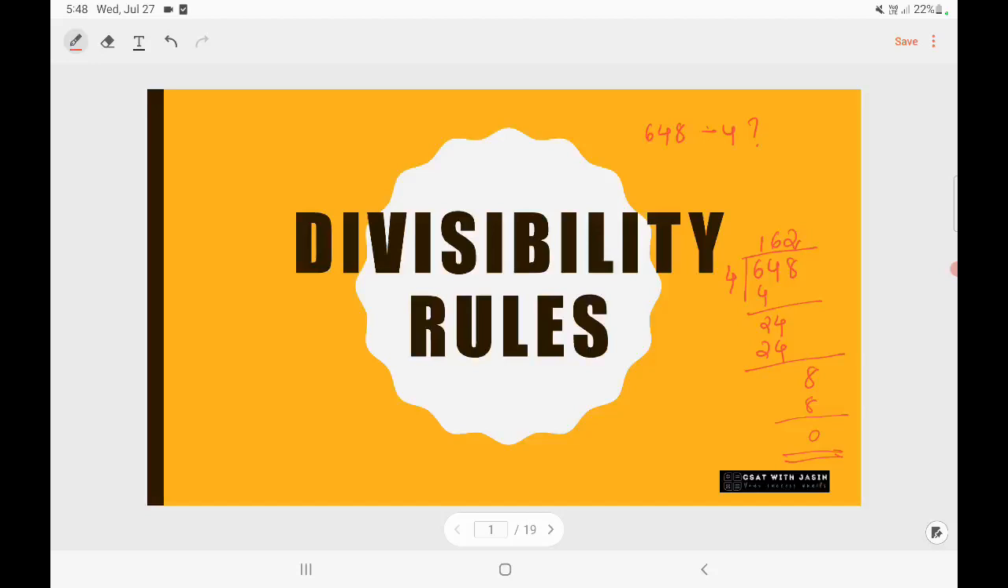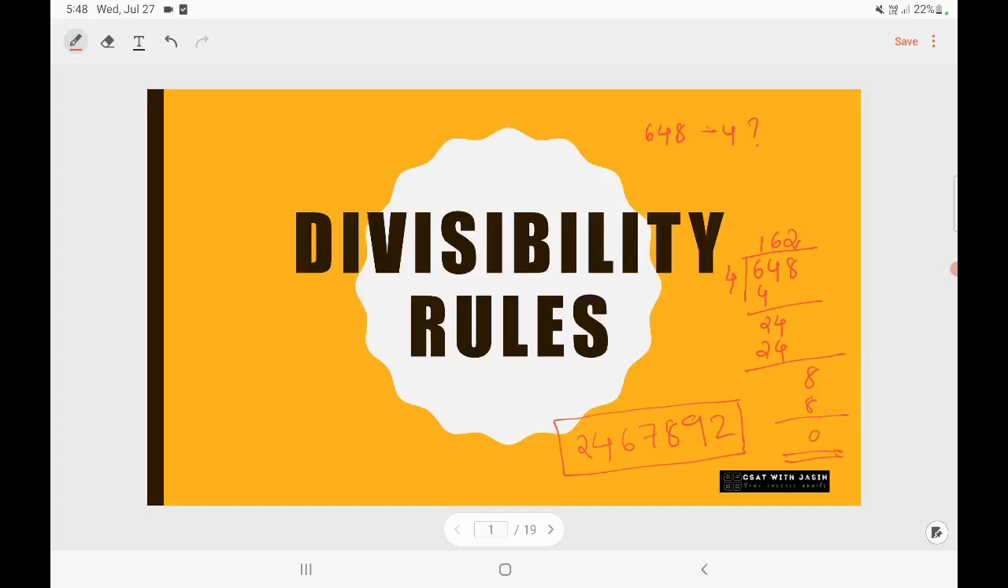But if you get a very big number, like say 2467892, and you want to check whether this number is divisible by 4 or not, then doing it with normal division will take a lot of time. So that's where the divisibility rules come in. With the divisibility rules, we can check whether a number is divisible by another number very easily.